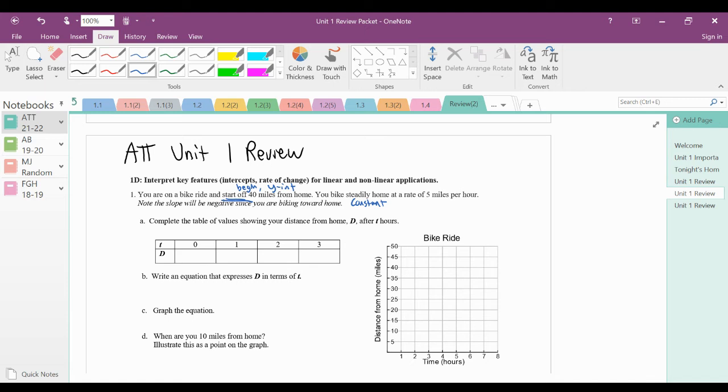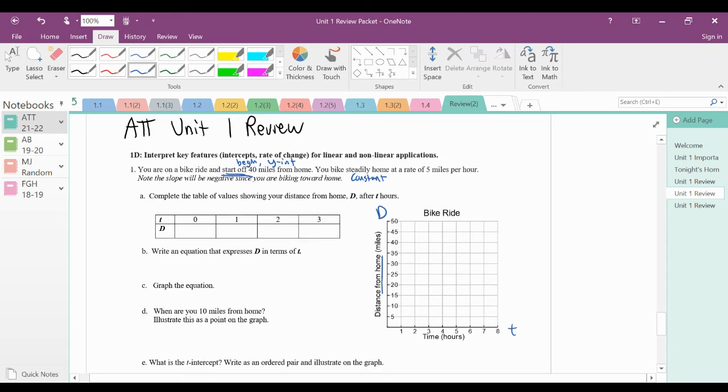So if we look at our d-axis here, or y-axis in this case, we're using the letter D for distance from home, right? So that distance is going to be decreasing as you're biking home over t hours. So we start 40 miles from home. At time 0 hours, at the beginning, 40 miles from home. I'm going to plot that point right here at 0, 40.